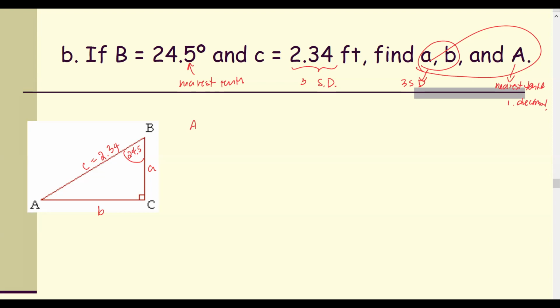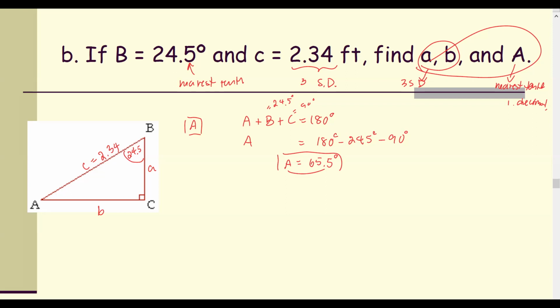To find angle A, from the sum of the three angles, A plus B plus C equals 180 degrees. A equals 180 degrees minus angle B, which is 24.5 degrees, and angle C is 90 degrees. So A is 180 degrees minus 24.5 degrees minus 90 degrees. That gives us A equals 65.5 degrees.